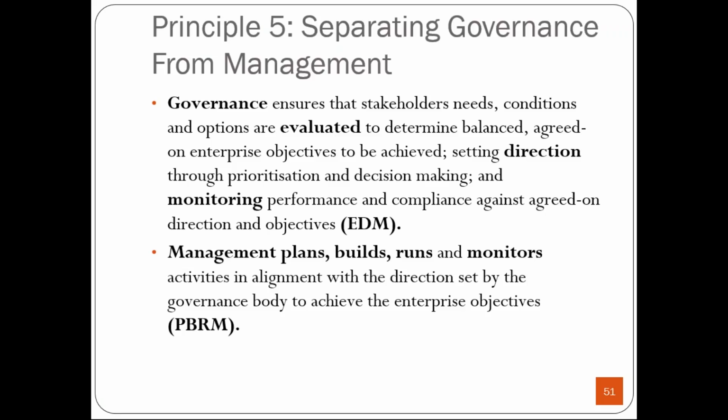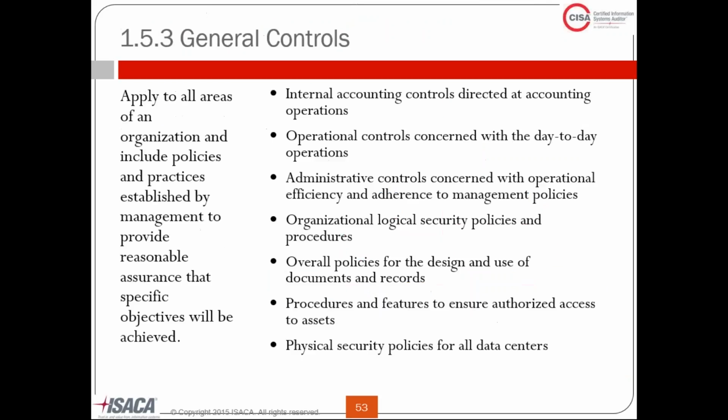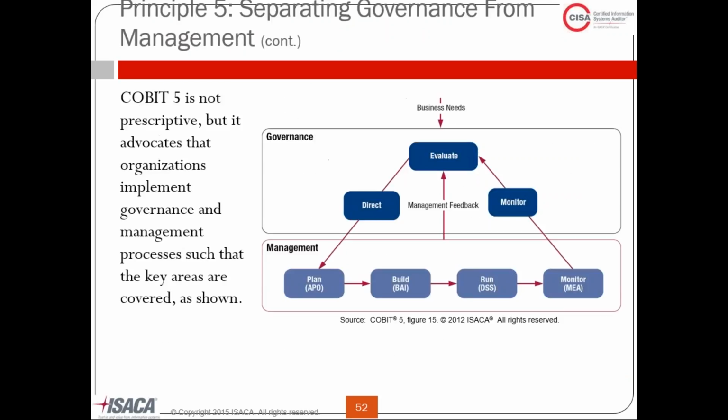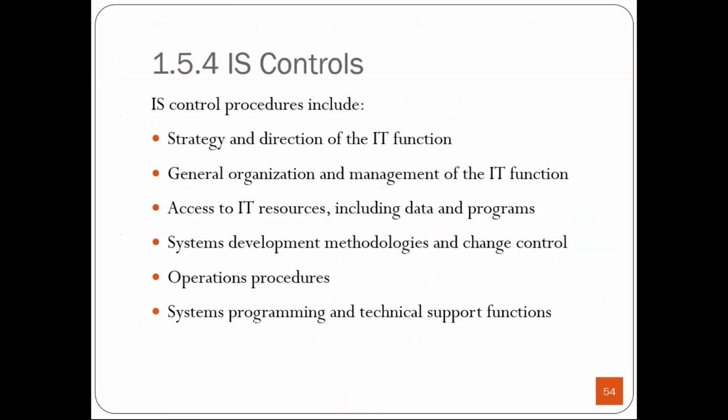All right. We talked about that to death. This, again, is separating governance from management, and this is just a visual depiction of it. Oh, I do want to back up here. You'll notice that COBIT 5 is not prescriptive. What that means is that COBIT 5 will not tell you what you need to do next. It's not like an algorithm or a decision tree that says if this is true and this is true, then this is what you need to do next. It's designed to show you what's on the menu, the types of things that are on the menu, and you have to decide on your own. Here are some general controls. We talked about those.